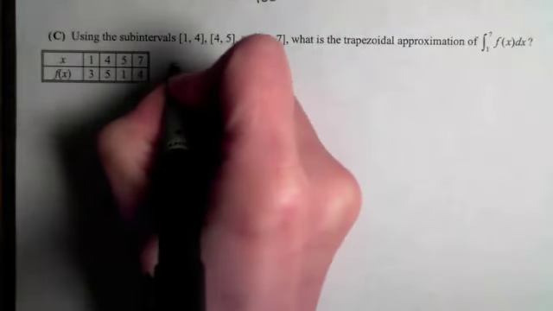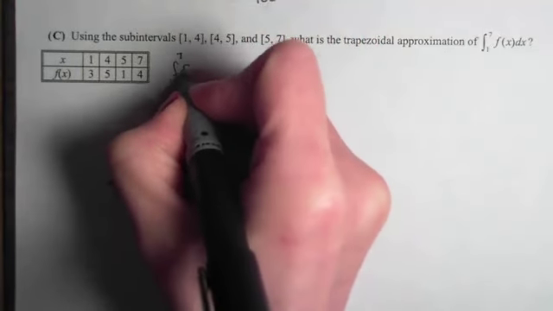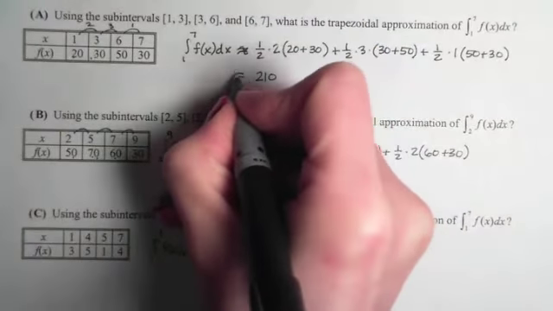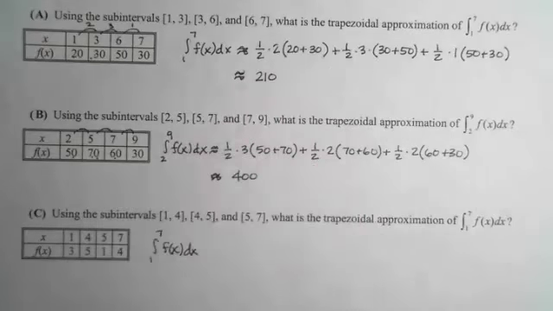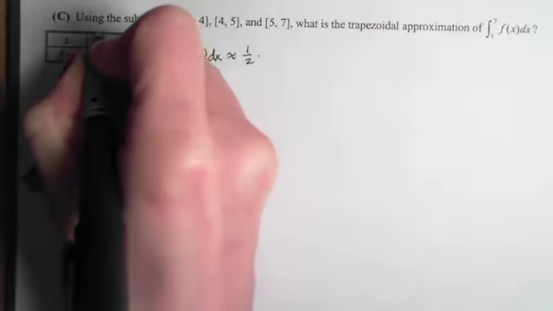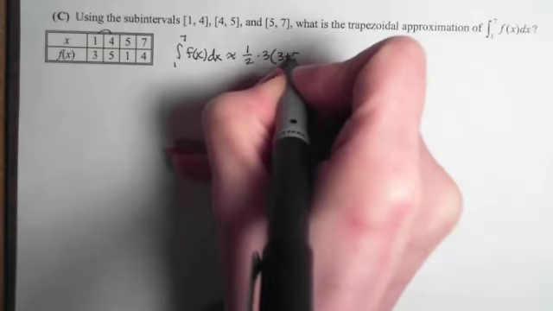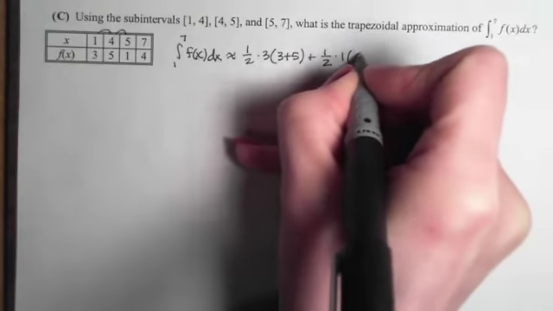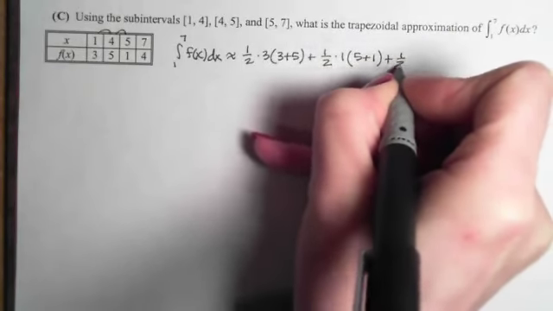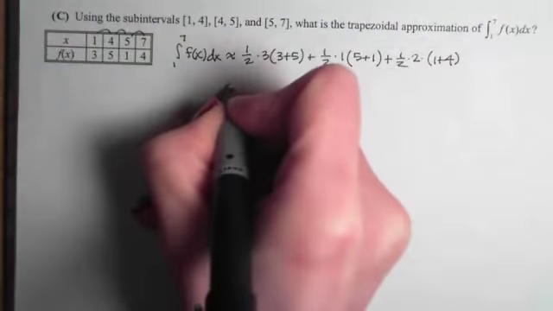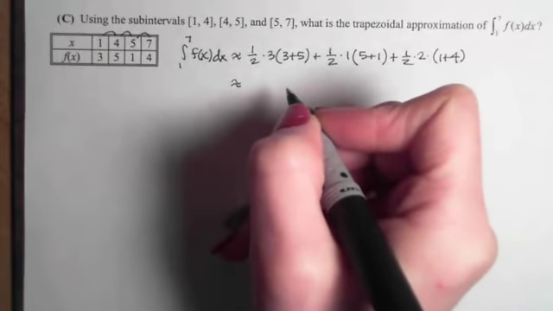Last, same process. That integral from 1 to 7 is, by the way, these should all be approximations, not equals. Should have done that. So this one is going to be approximated by 1/2 times 3 times that 3 plus 5, plus 1/2 times 1 times 5 plus 1, plus 1/2 times 2 times 1 plus 4. Put that all together, and we end up with 20.